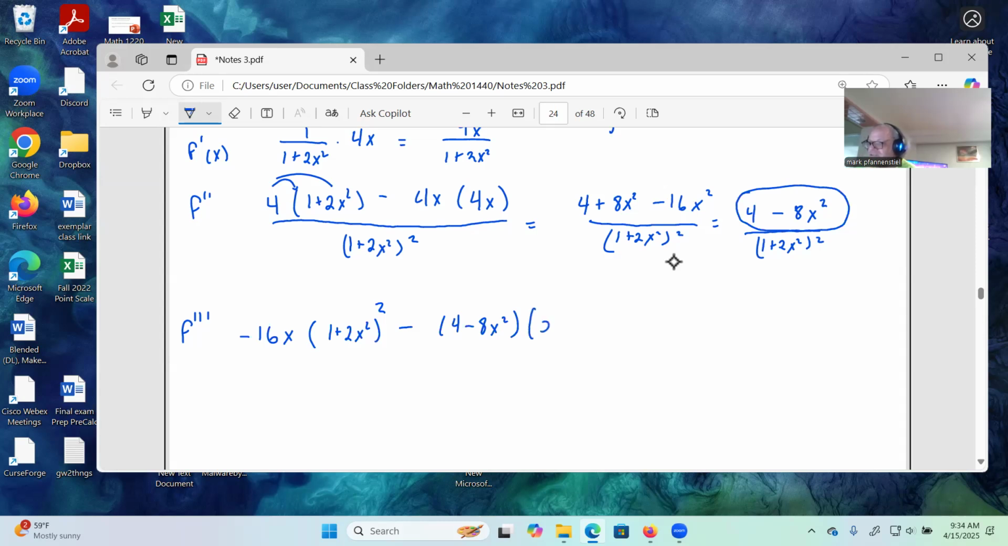So we're going to say this is 1 plus 2x squared raised to the 1 power times the chain rule here. So it's going to be a 4x, because of the derivative of the inside. And then divided by all of this business here: 1 plus 2x squared, and we're going to square it, and square it again. So that's going to be to the fourth power.